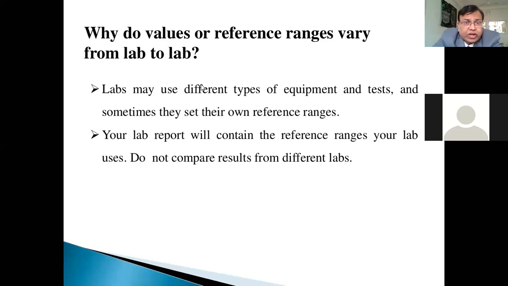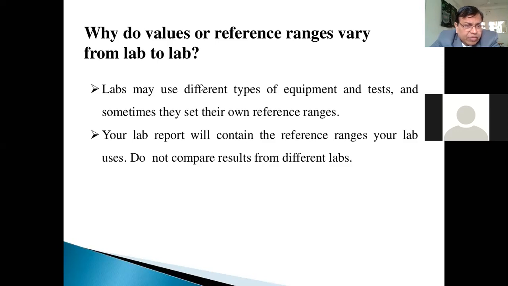Now, why do values or reference ranges vary from lab to lab for a laboratory test? Labs may use different types of equipment and tests, and sometimes they set their own reference ranges. Nowadays, no blood test is done manually in a laboratory. They have an automatic machine made in South Korea or Japan, and they put in the blood sample, and the complete blood count, CBC, report will come.